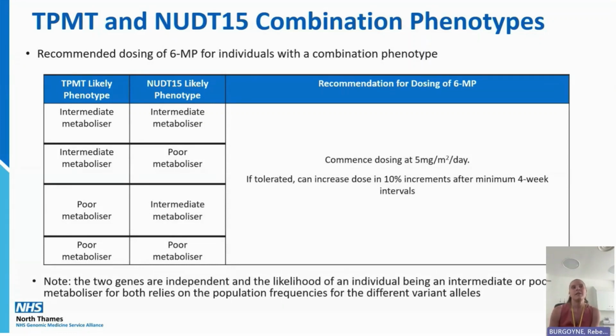So just to note here, the two genes, so TPMT and NUDT15, are independent, and the likelihood of an individual being intermediate or poor metabolizer for both essentially relies on the population frequencies for the different variant alleles.